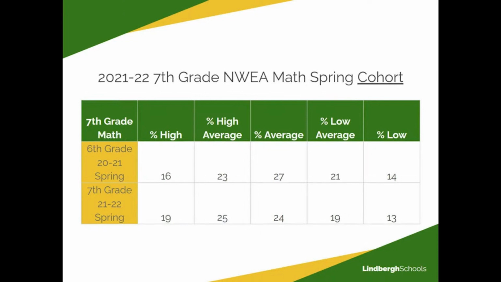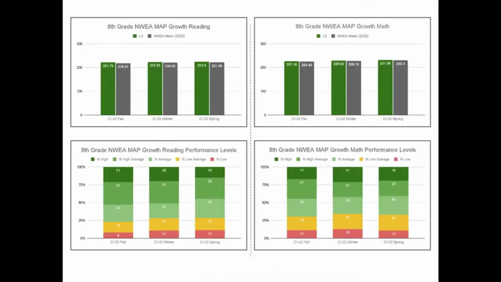And in math, we also see some good cohort growth, with 66% of our 6th graders in those top 3 quintiles, and that jumps to 68% of our 7th graders that were in those top 3. And a slight reduction there in those low categories.